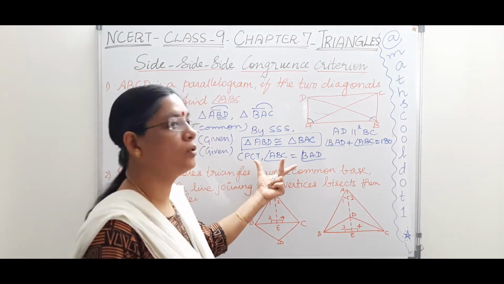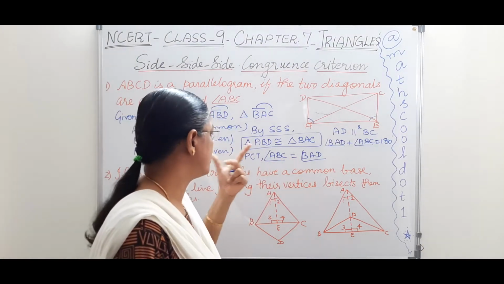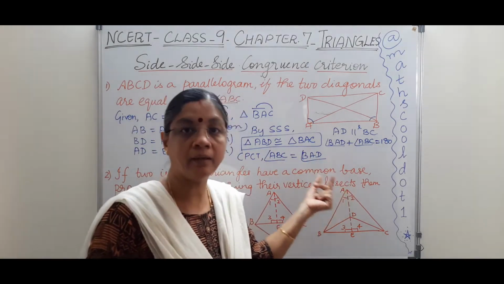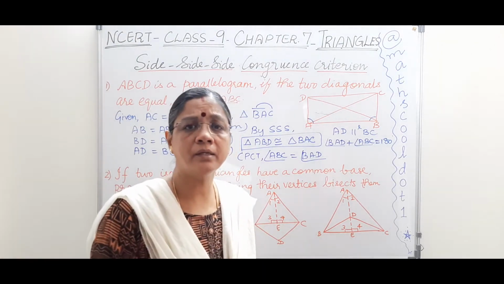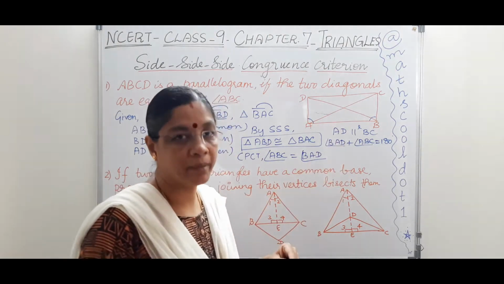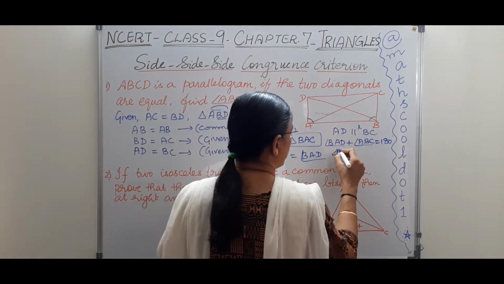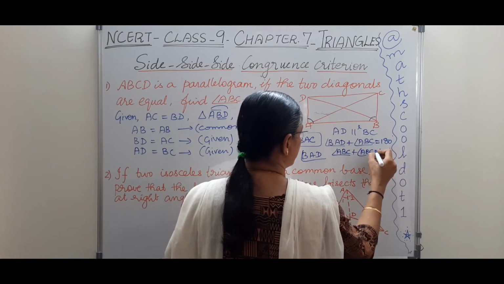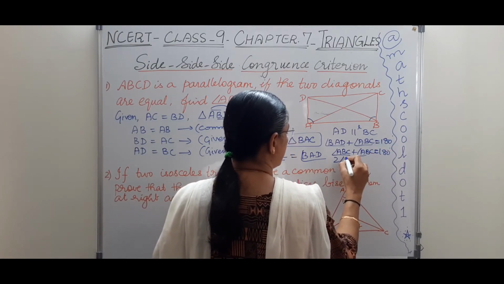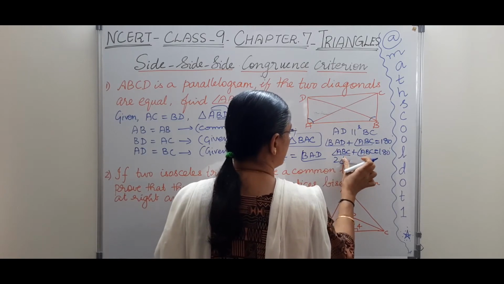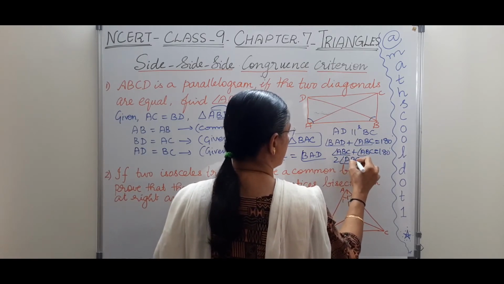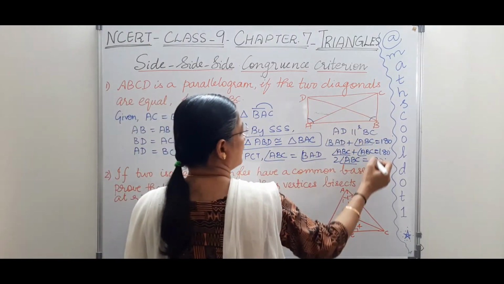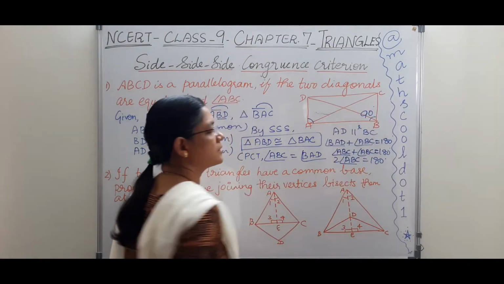Now already we have proved by the SSS criterion that the triangles are congruent, and according to CPCT we have ABC equal to BAD, right? So I write ABC instead of BAD. Okay, so I replace BAD by ABC itself. So ABC plus ABC is equal to 180, because we are concerned with angle ABC, I write ABC instead of BAD. So 2 times ABC is equal to 180 degrees. So that gives you this angle ABC is equal to 90 degrees.